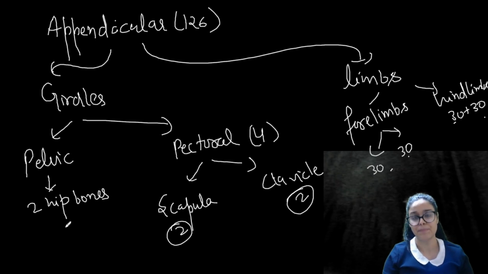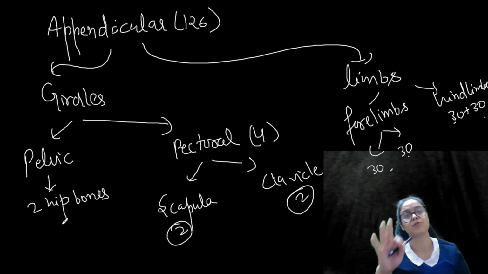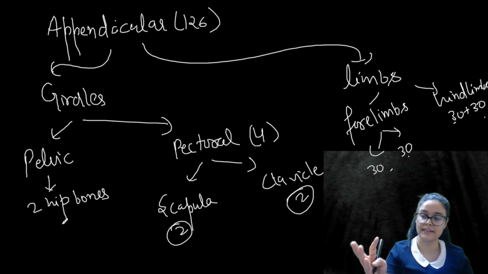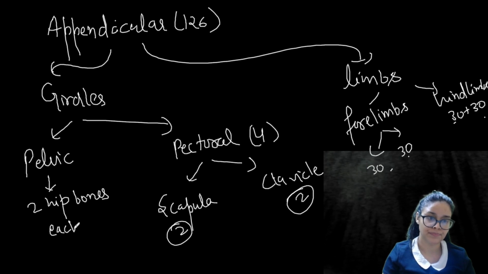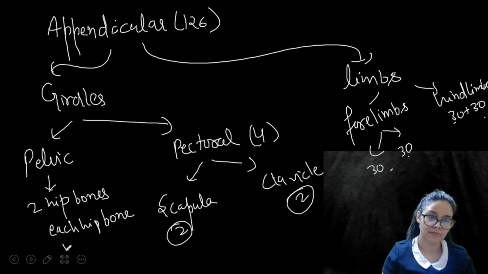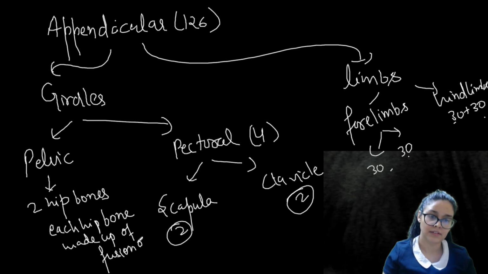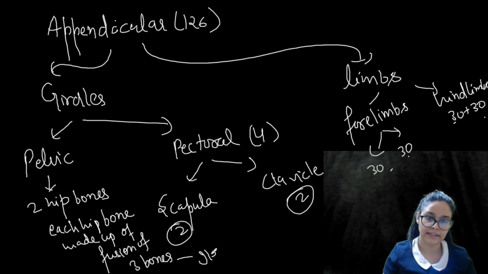Each hip bone is made up of the fusion of 3 bones, that is basically ilium, ischium and pubis, right? So each hip bone is made up of the fusion of 3 bones, and what are those? Ilium, ischium and pubis.